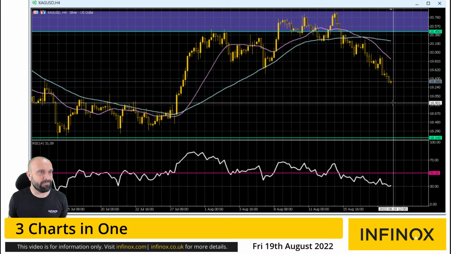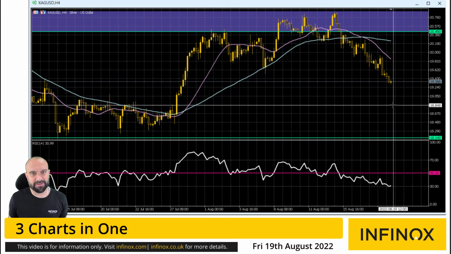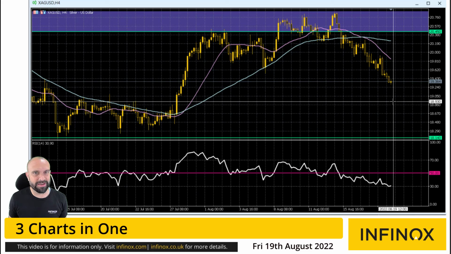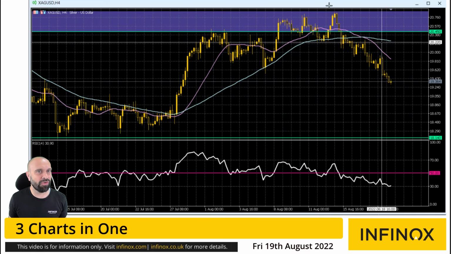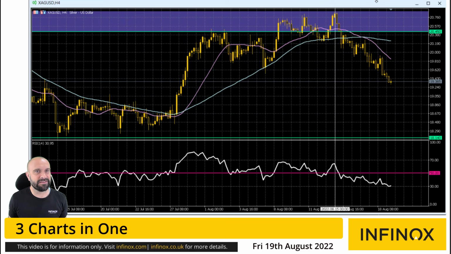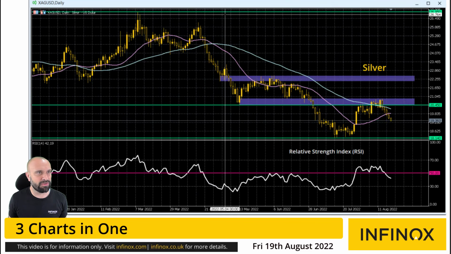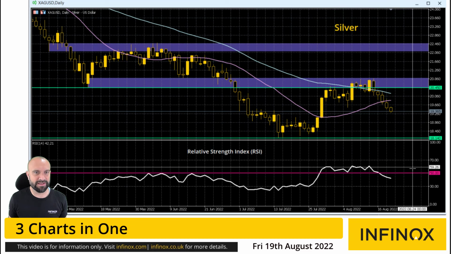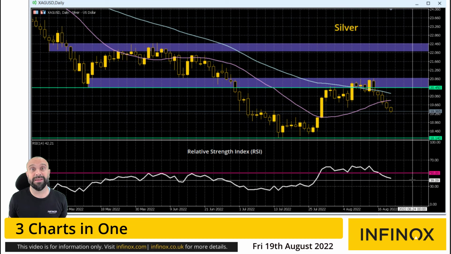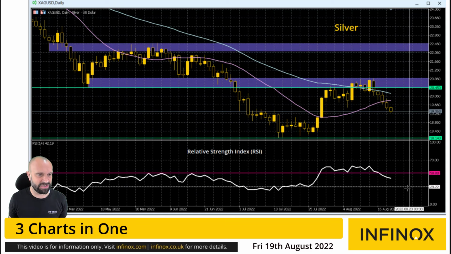We've got a support area around 1885, 1890. So that's an initial target on silver. But certainly, it doesn't look great for anyone who's long of silver at the moment, and it looks as though it's turning lower, turning corrective, and there is more downside potential in that RSI on the daily chart.